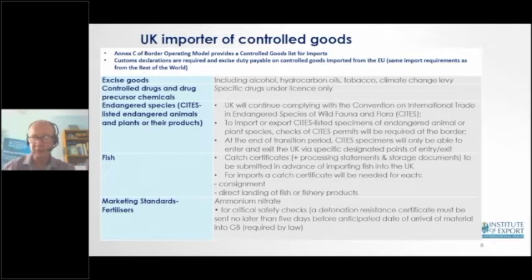So customs declarations are required from the 1st of January. Let's be clear, for controlled goods. That could be excise goods, goods related to endangered species, CITES, fish, fertilizers, and we'll look at more on the next slide as well. So effectively, the requirements become the same for controlled goods as they do for the rest of the world. So there is no deferment option here, declarations from the 1st of January for controlled goods.